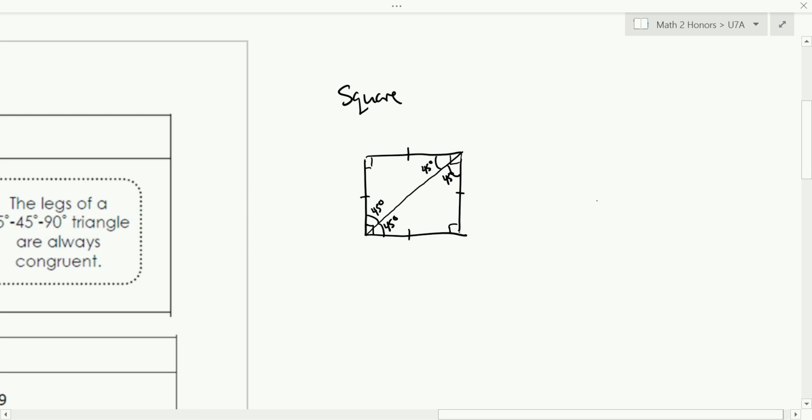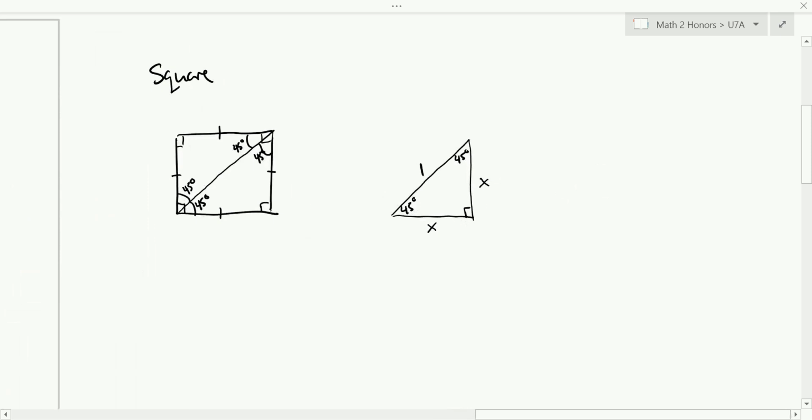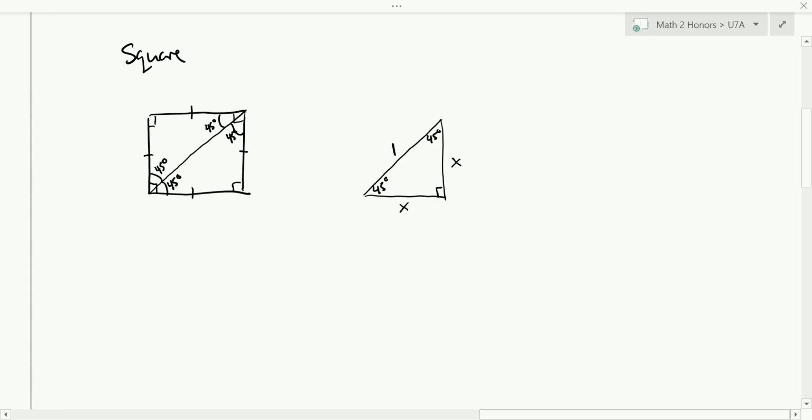So I'm going to draw one of those 45, 45, 90s. And I'm going to make the hypotenuse 1. So if the hypotenuse is 1, let's let the side lengths be x and x because it's isosceles, right? So what is the length of x? How would we find that? The Pythagorean theorem.